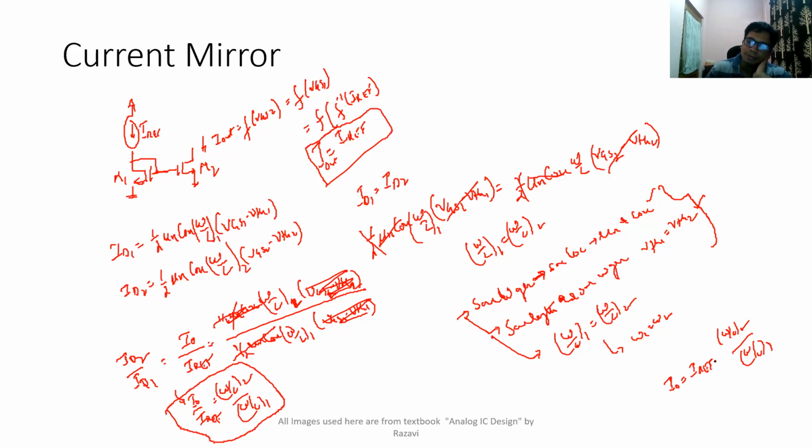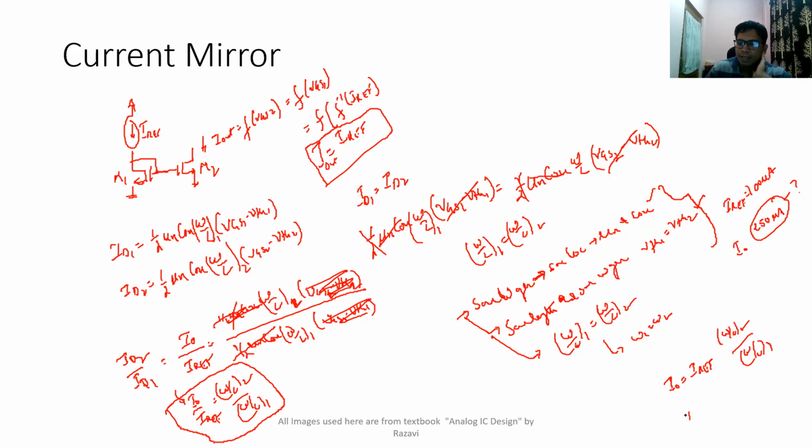Okay, so let us say the I reference given to me is equal to 100 microamperes, but I want a current which is 250 microamperes. So how will I get that? How can I get an output current of 250 microamperes? I have to simply maintain the ratio.